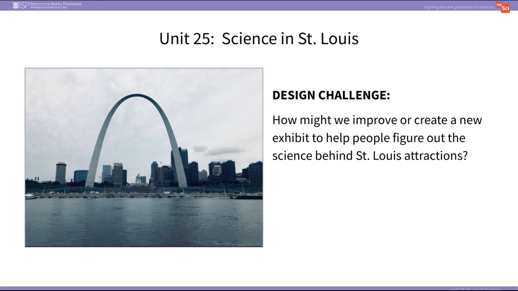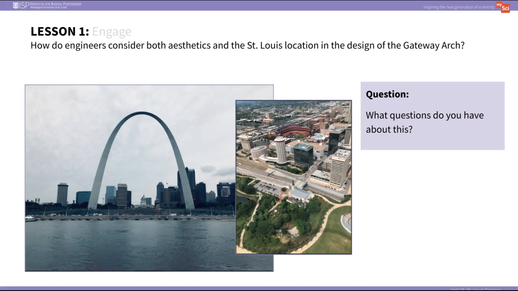In the Engage portion of this lesson, you'll show students these two images. One image is of the arch from the Illinois side of the river, and the other image is a picture taken at the top of the arch. And you're going to use this as a discussion point to get students thinking about the Gateway Arch.